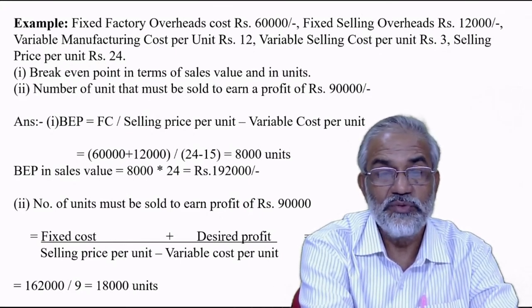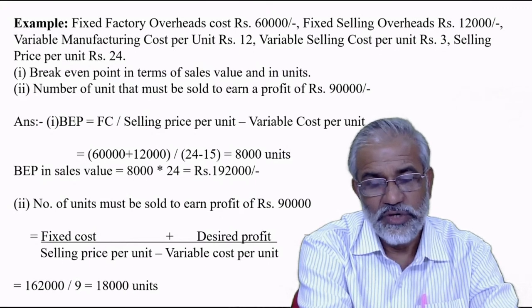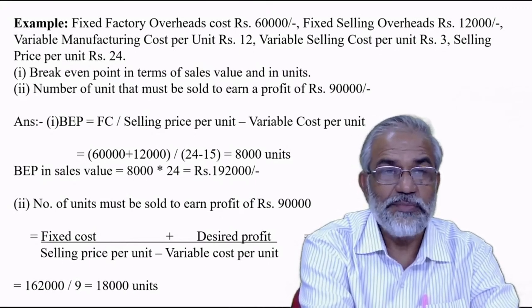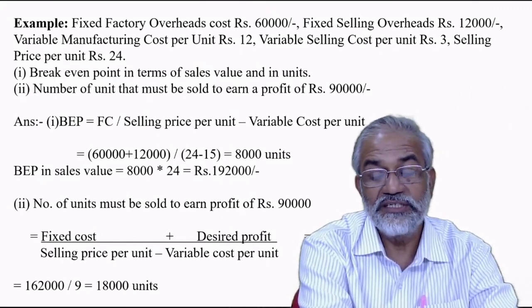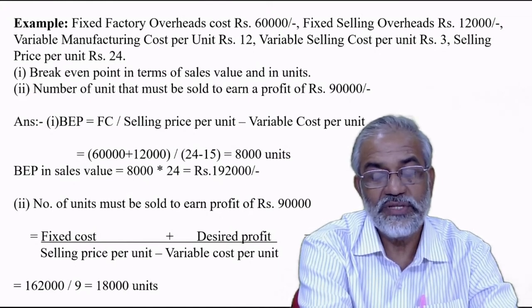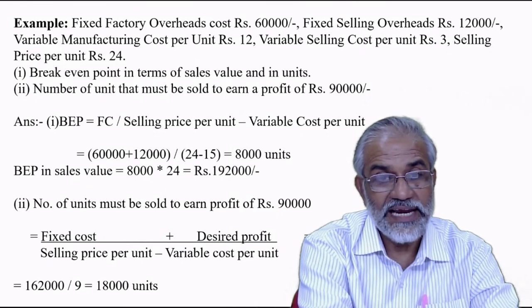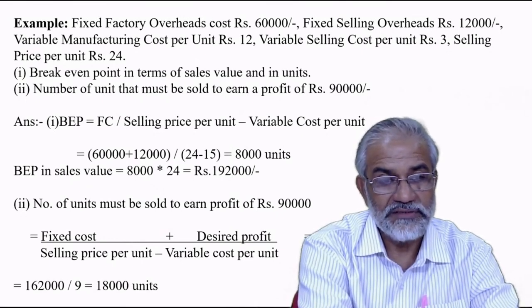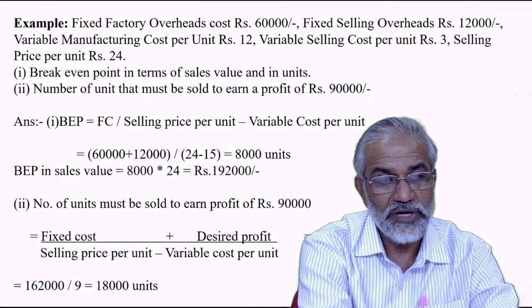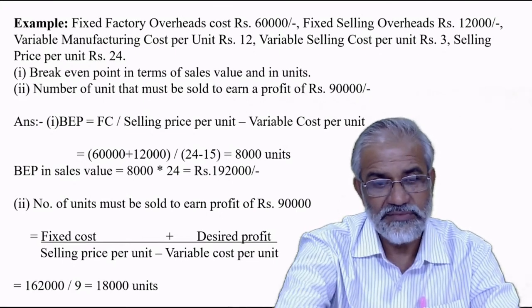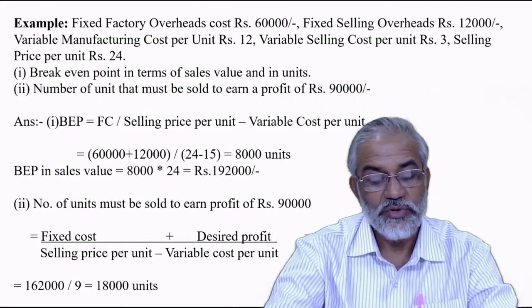And the total revenue would be, when the unit is 8,000 and the selling price is 24, so 8,000 into 24, it is 1,92,000. So the total revenue is exactly matching with that of the total cost. Total cost means both the components of cost, fixed cost plus variable cost. So the equation holds good.